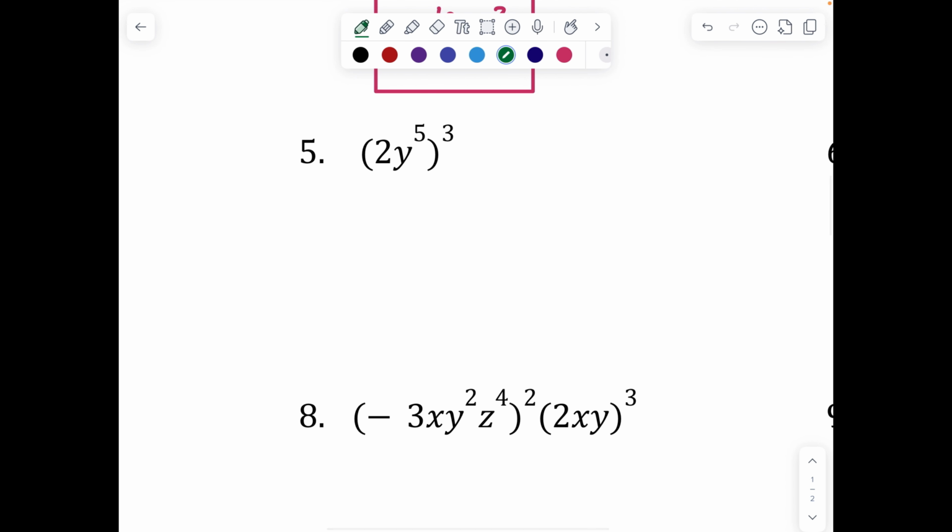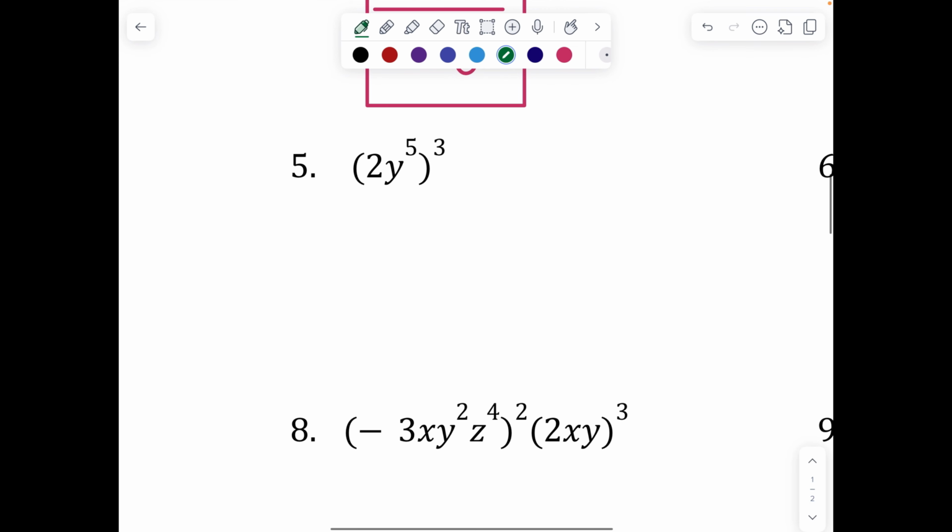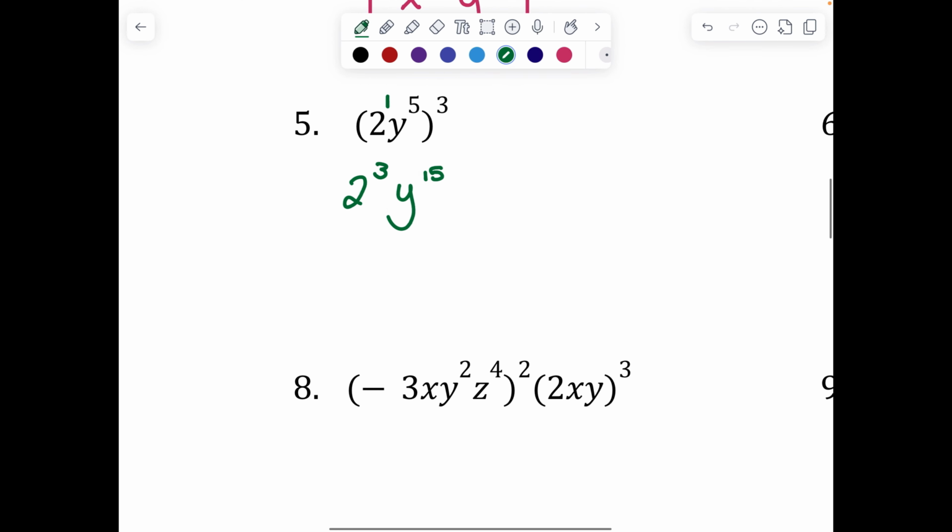Number 5, here we have a coefficient. So our exponent with our coefficients is always 1. So I'm saying 1 times 3, so I have 2 to the third. Y, 5 times 3 is y to the 15th. Now I'm just going to go ahead and evaluate that coefficient. So that means I'm just going to say 2 to the third is just 8. So my answer is 8y to the 15th.